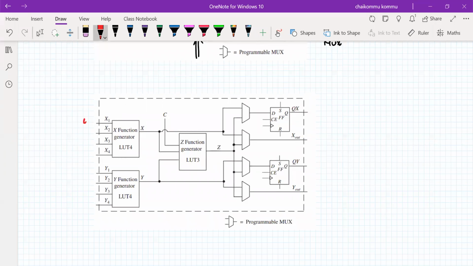I can simply write I0 here, I1 here, S0 here. So it is generating, for example, Y0. Here is, for example, I2, I3, it is S0. So it is producing Y1. These things are connected at this point. C can be connected to, for example, S1, so that the output will be generated. It can be implemented something like this.